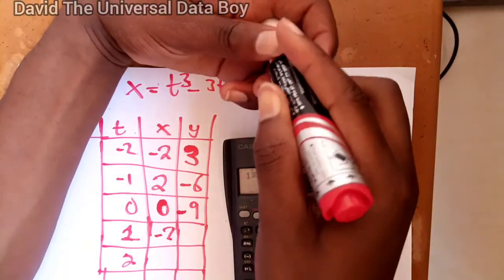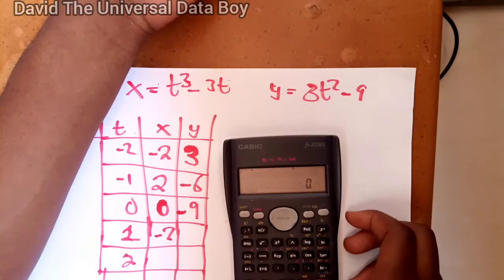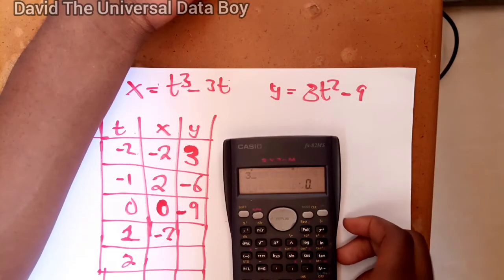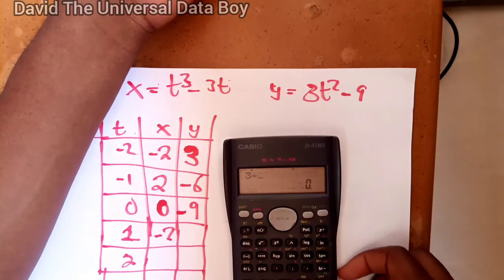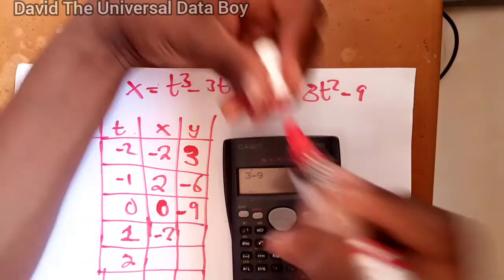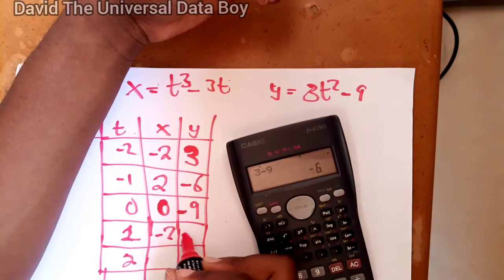Then we go to the other coordinate, y. So you have, this one will just be 3 because this will be 1. This will be 3 minus 9, which is -6.